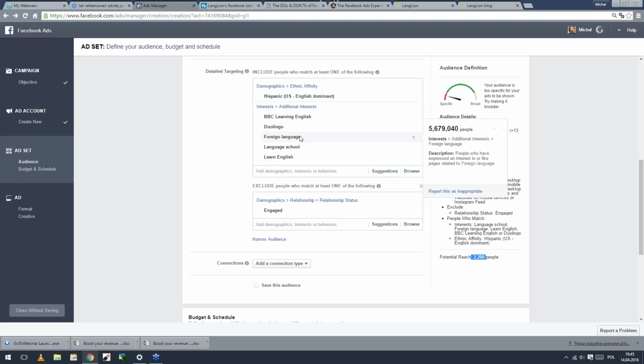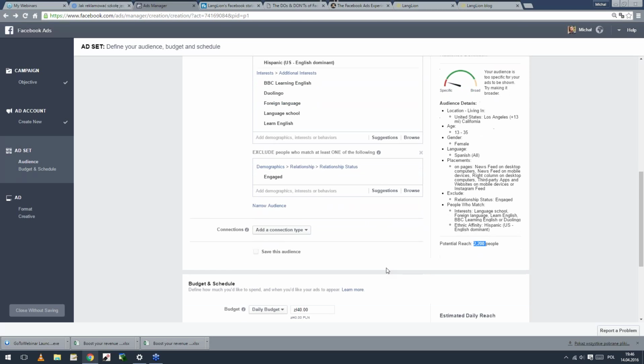And people who are searching for BBC Learning English, Duolingo, foreign language, learn English, they're more likely to click on your ad. That's simple as that. 2,200 people. Maybe you think it's a small number. It's Los Angeles. It's a big city. It's a big country. Who cares? You don't want 1,000 people clicking on your website and saying, I don't want this. You want even 10 people who will click and say, okay, I'm interested. And you will see this in your results.